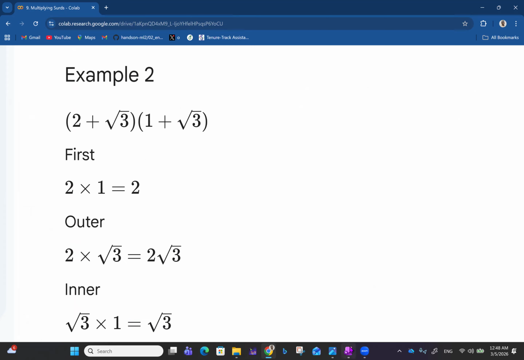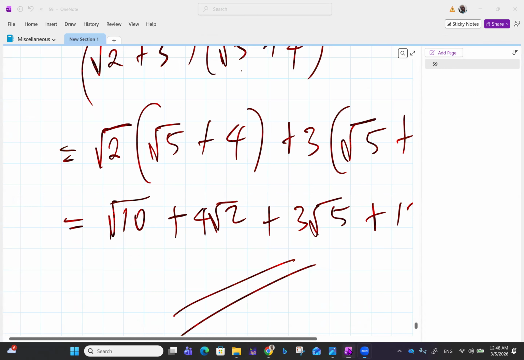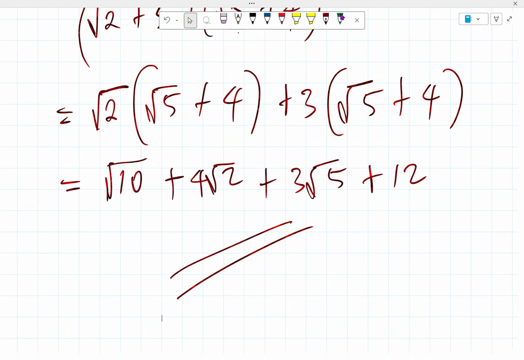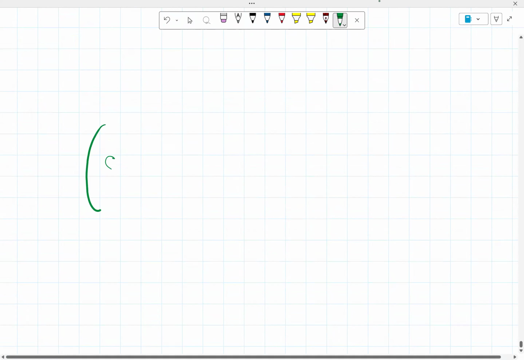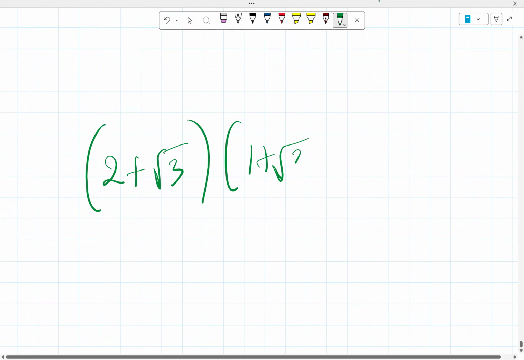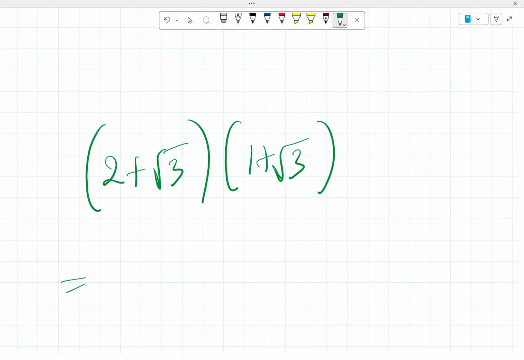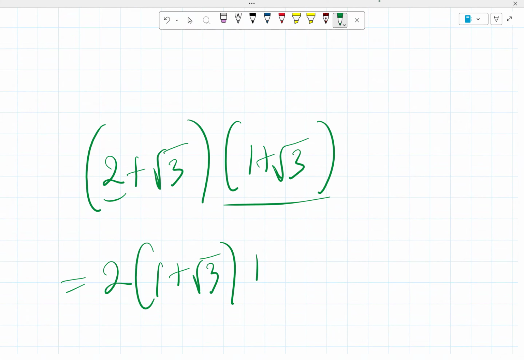2 plus root 3, 1 plus root 3. Okay? So 2 plus root 3 into 1 plus root 3. So we have 2. So 2 multiplies everything here. So we have 2 into 1 plus root 3. Then plus root 3 multiplies everything. So we have root 3 into 1 plus root 3 again.